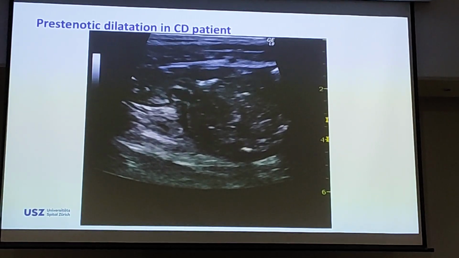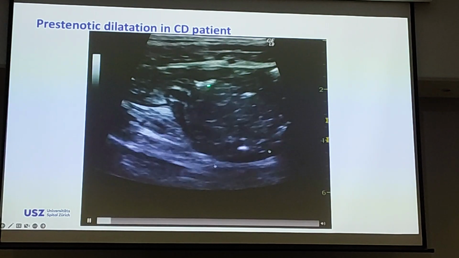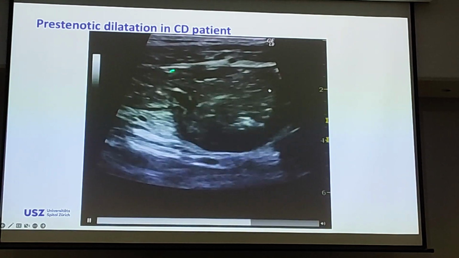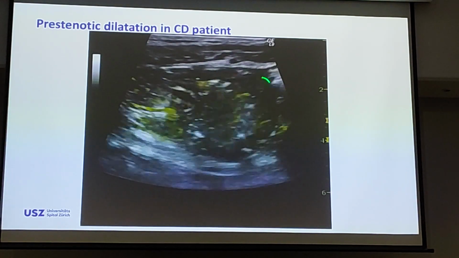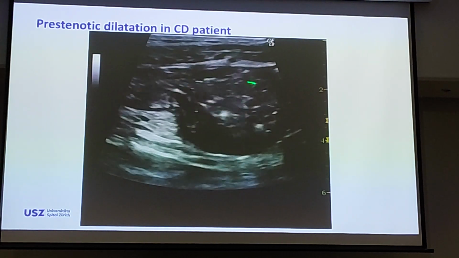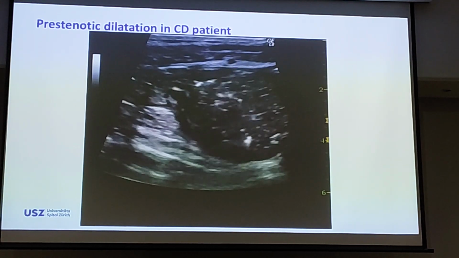Now here you see a stenosis and a pre-stenotic dilatation. The movie doesn't run, perhaps you could start it, because you will nicely see the pre-stenotic dilatation, and you see with how much pressure the fluid content, the stool, is going through this stricture. It's a stricture after surgery, so a short stricture.